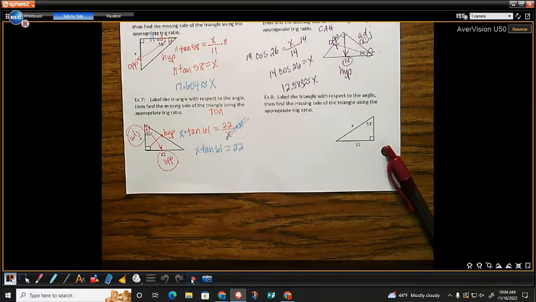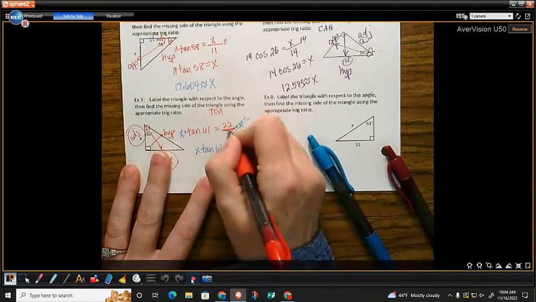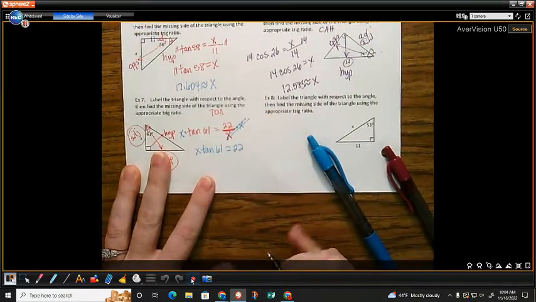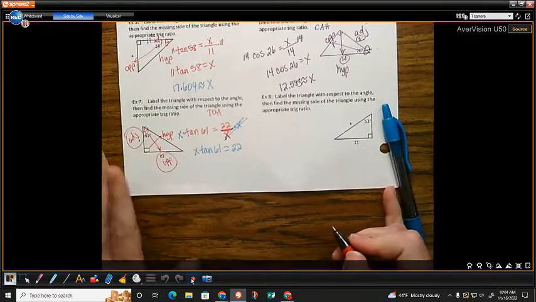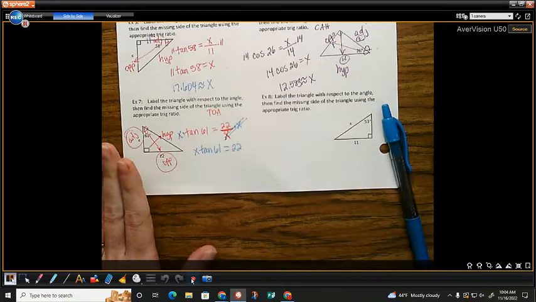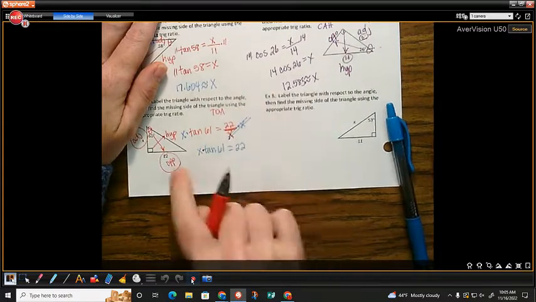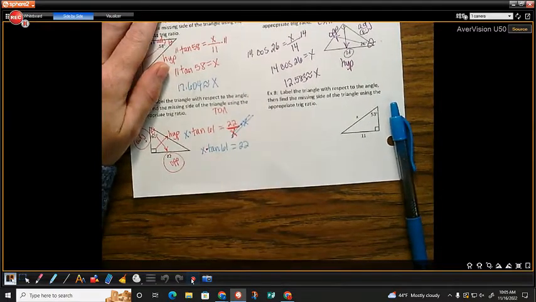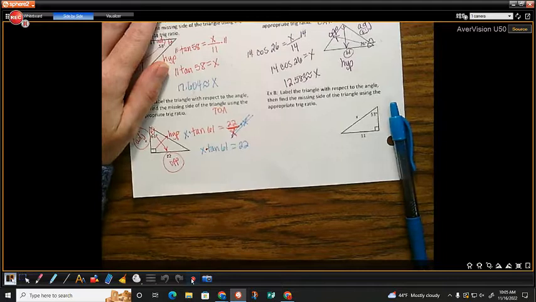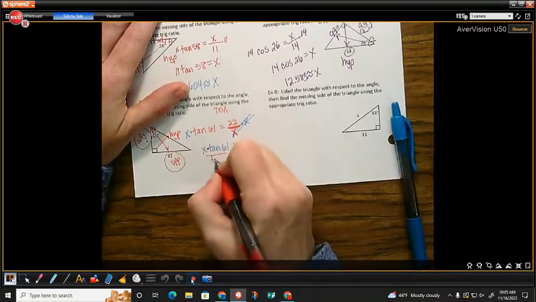How did I know to do that? Because it literally said divided by x. How do you undo a divided by x? Multiply. But you're not done yet. Watch. Is x by itself yet? No, it's times the tangent of 61. How do I get rid of a times tangent of 61? Divide by the tangent of 61.